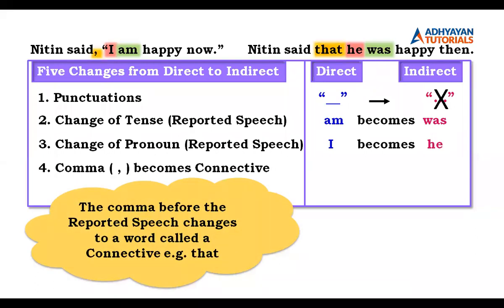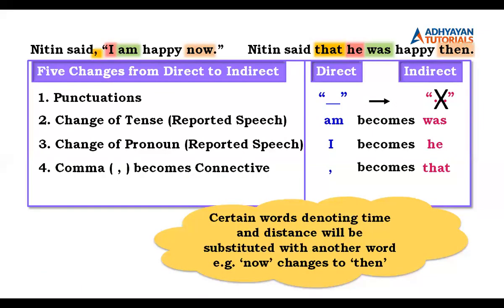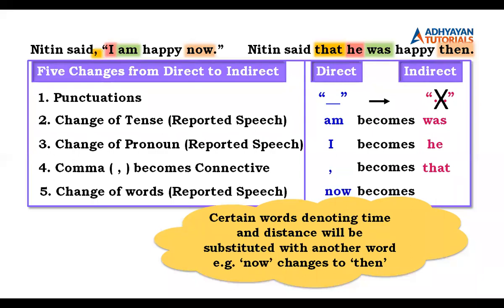And then you have a comma which becomes a connective, which is that. And the last one is that certain words change. For example, यहाँ पर now becomes then. Then you have today becomes that day, this becomes that, here becomes there, come becomes go. All right.